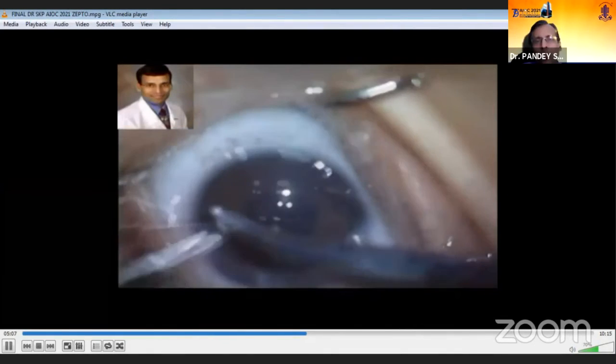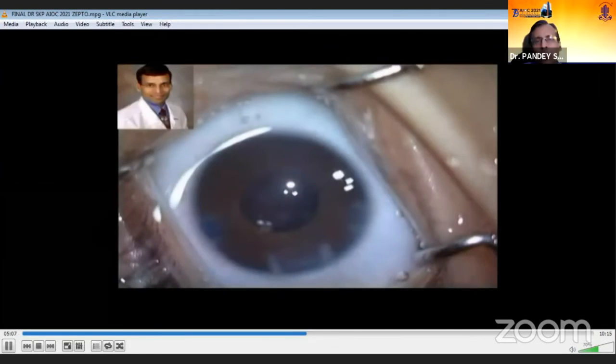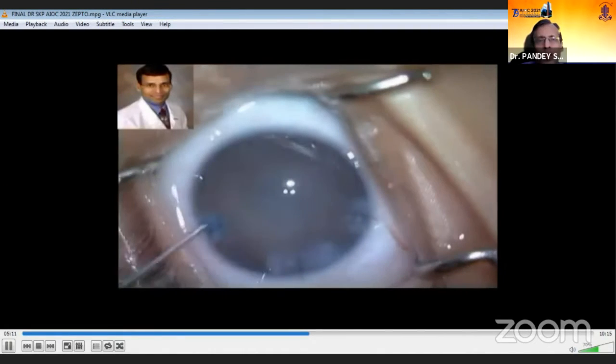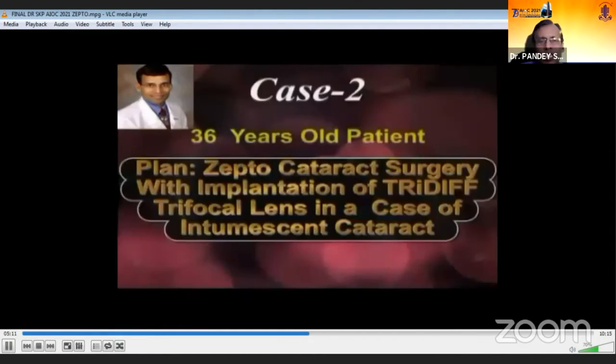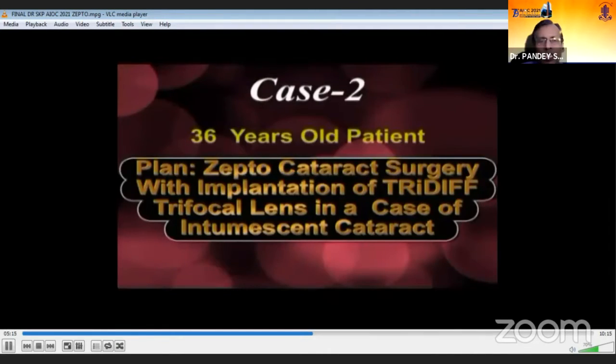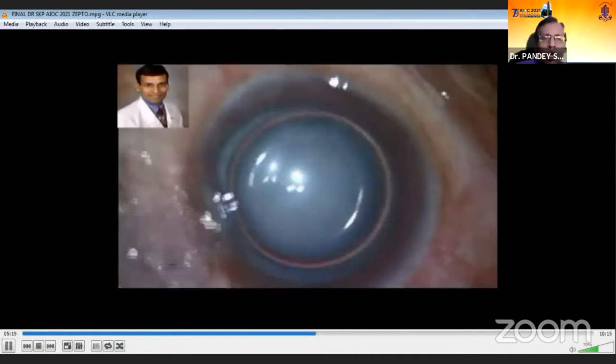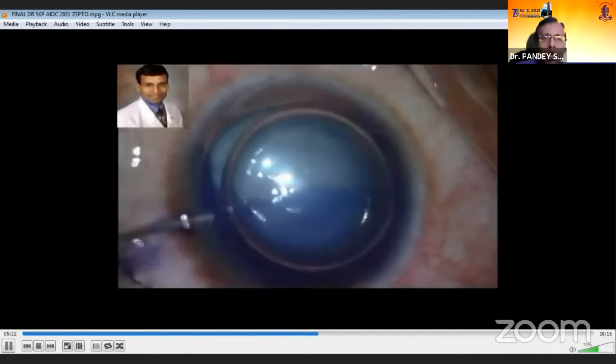It's important to perform the primary posterior capsulotomy and anterior, followed by staining of the vitreous using silicone oil. And this is our second case, a 36-year-old with a hypermature, intumescent cataract.